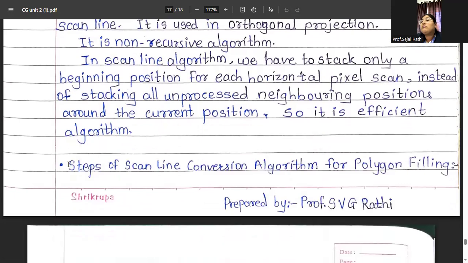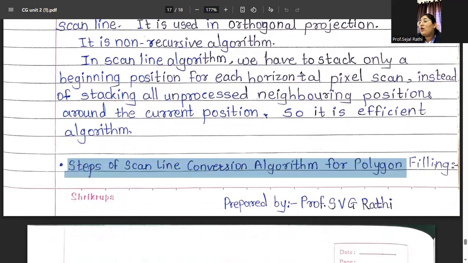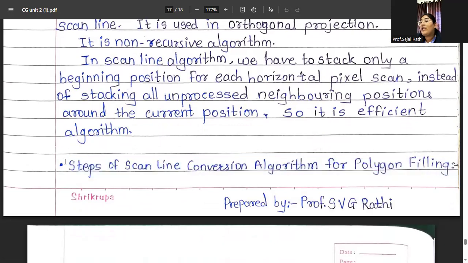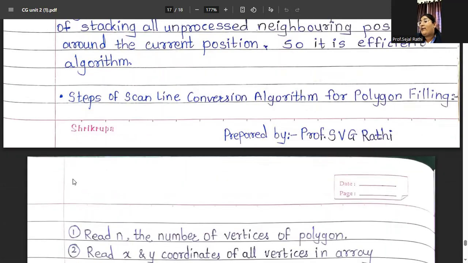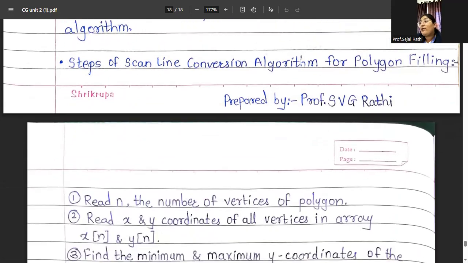So the main question actually asked in your INSEM and the final exam is, what are the steps of scanline conversion algorithm for polygon filling. So this is a most important question. It will be asked in your exam.